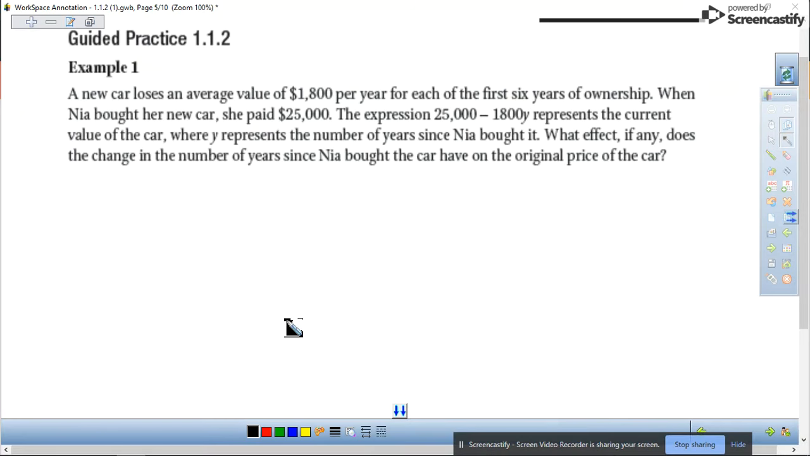Okay, so we're going to continue our lesson on expressions here in lesson 1.1.2. And here we're going to talk more about what happens as the variable changes in an expression, what effect that has on the overall expression.